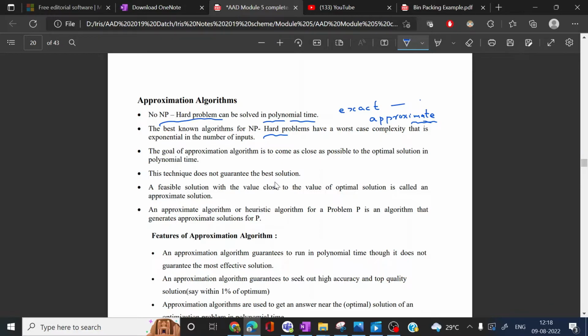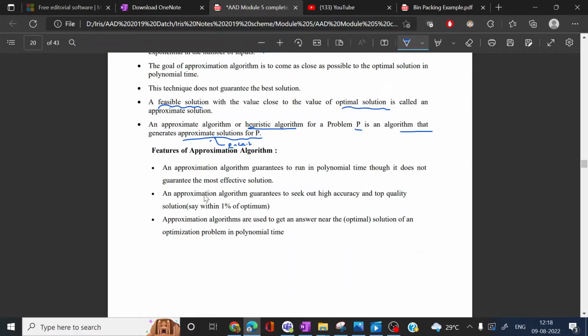That approximate solution is a feasible solution, but it is not an optimal one. It is near to an optimal solution. So an approximate algorithm, or another name is heuristic algorithm, for a problem P is an algorithm that generates approximate solutions for P. It will not generate exact solutions, it will only generate approximate solutions, but the advantage is that in lesser time it can generate the solution. So these are the different features of the approximate algorithm. Approximate algorithm guarantees to run in polynomial time. It guarantees to seek high accuracy. Approximate algorithms are used to get an answer near the optimal solutions.